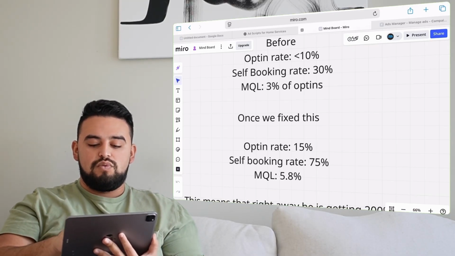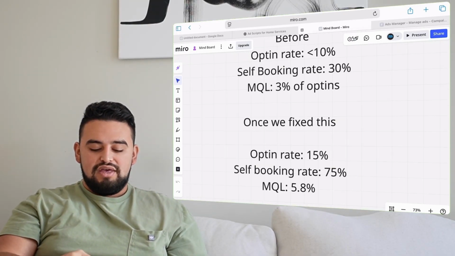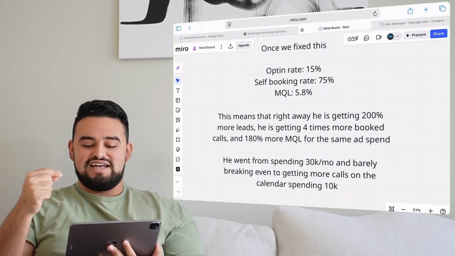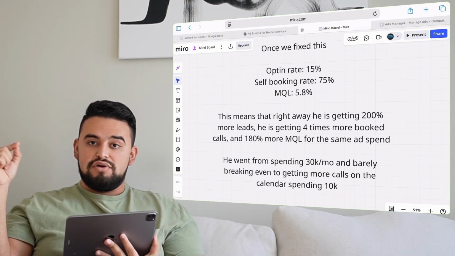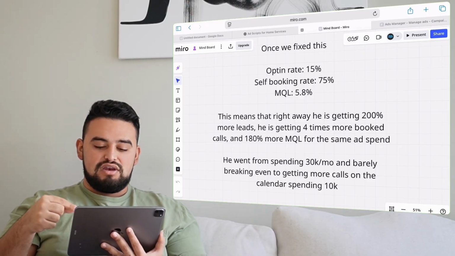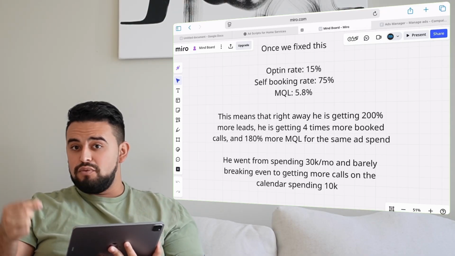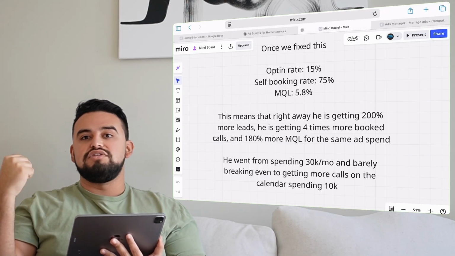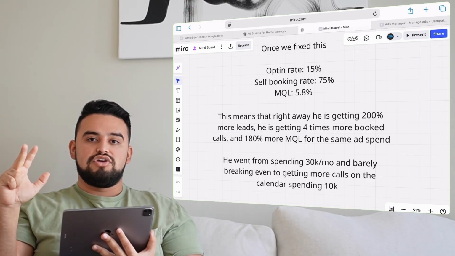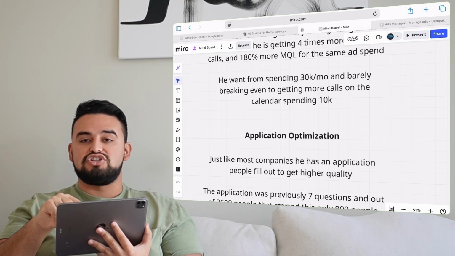Then we also had their marketing qualified lead rate up to 5.8% of opt-ins, which means that they were also getting 80% more marketing qualified leads for the same exact ad spend. This client went from spending $30,000 per month on ads, barely breaking even, to getting more calls on the calendar and a much higher ROAS, almost 5 times higher, spending only $10K monthly. He cut back his ad spend, made more profit, made more revenue. It's that simple. Now let's get into step 2, which was application optimization.